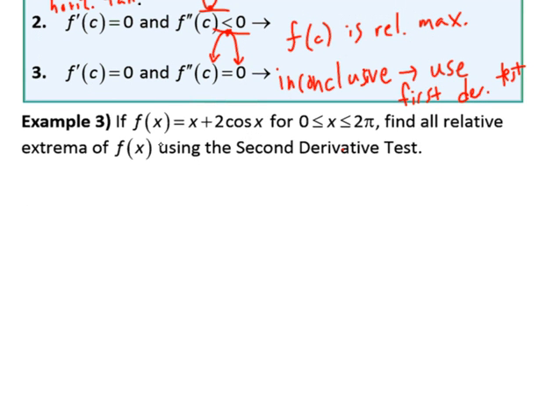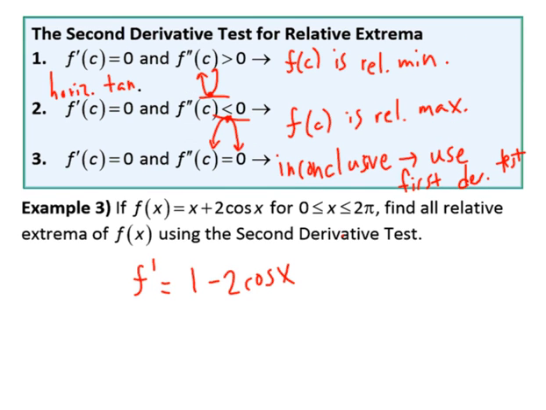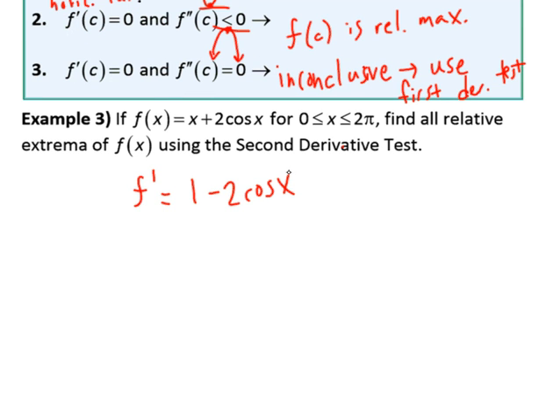So using this function, we want to find all the relative extrema, so where I have mins and maxes. So we're going to first find f prime, and that's going to be 1 minus 2 cosine. And again, part of the second derivative test, we want to know when f prime is equal to 0. So we're going to set this equal to 0 and get cosine x equals positive 1/2. And on the interval from 0 to 2 pi, that's going to be pi over 6 and 5 pi over 6.